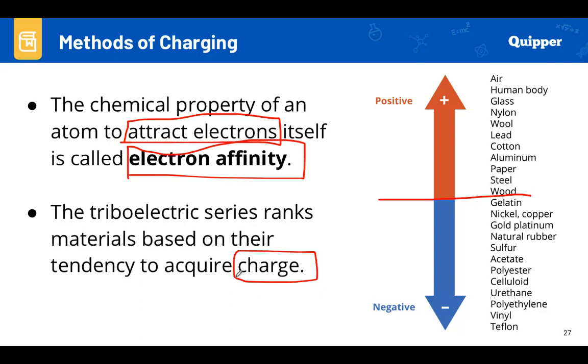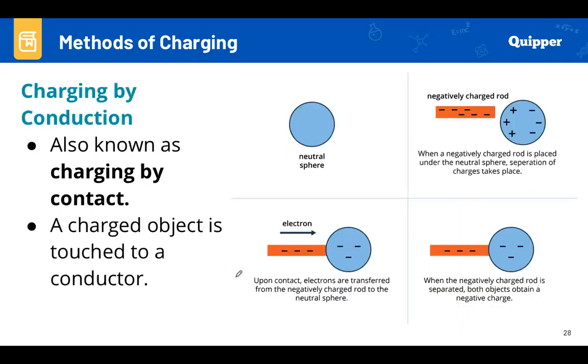Again, so we have the two methods of charging, I should say, excuse me. The net charge and the charging using friction. Okay. And the last one we have, charging by conduction. Conduct. Ano yung conduct kanina? Pagbibigay. Tama? So conduct. Also known as charging by contact.